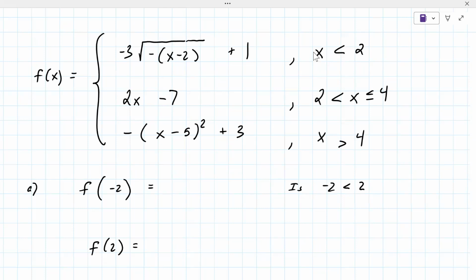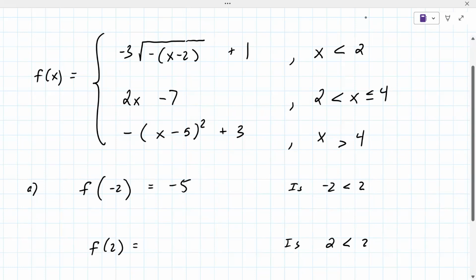-4. I think -6. Wait, +1, so -5 for the first one. It is -5. All right. Now for the second one here, you start with the same question. Is 2 less than 2?